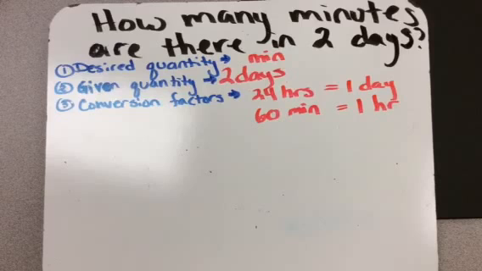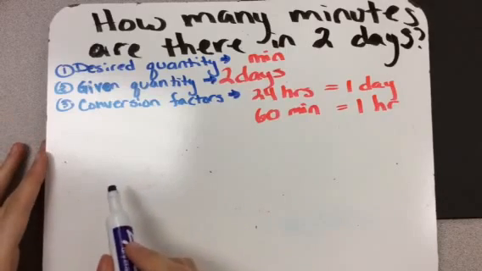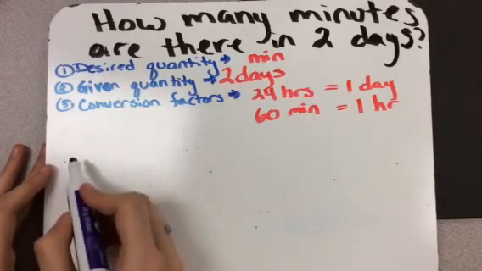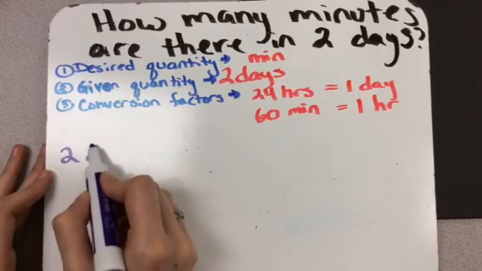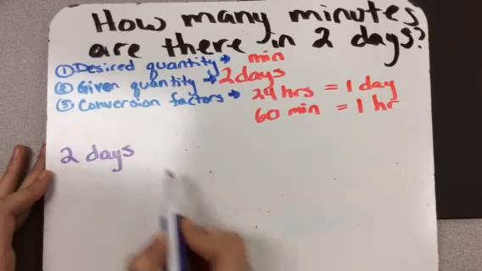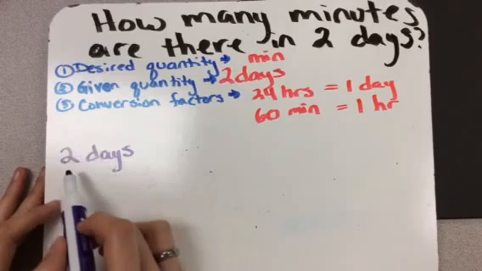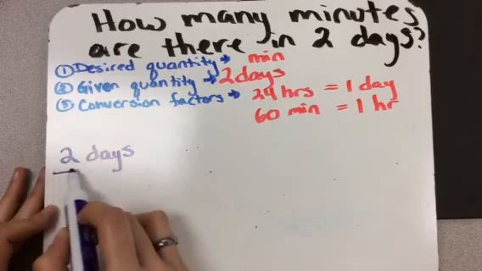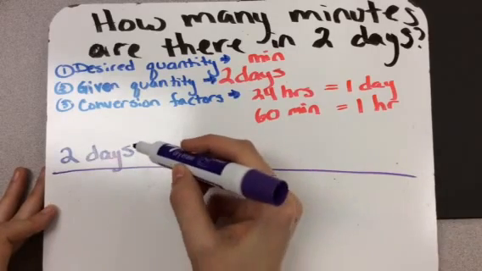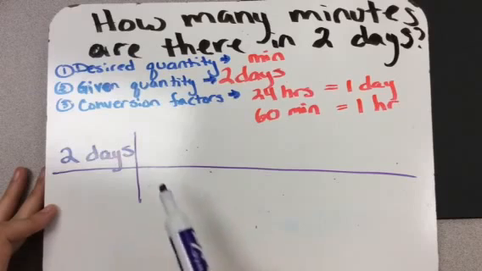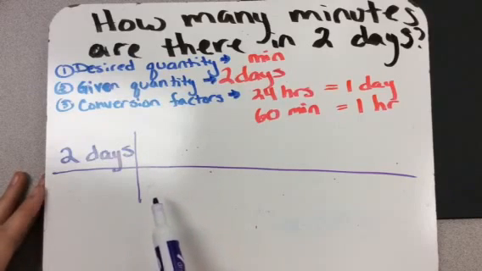So what we want to do is start with our given quantity. We're going to write it in the top left of our setup here. So our given quantity is 2 days, and I'm going to write it right here. That ends up being in the numerator. So you're going to draw a line across, and for every conversion factor, you're going to separate them.